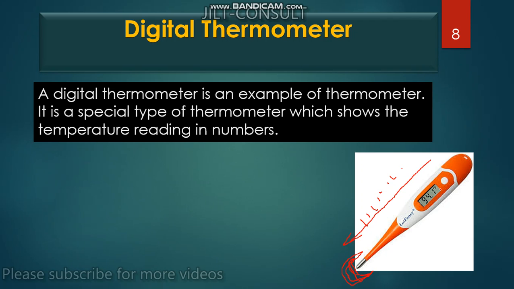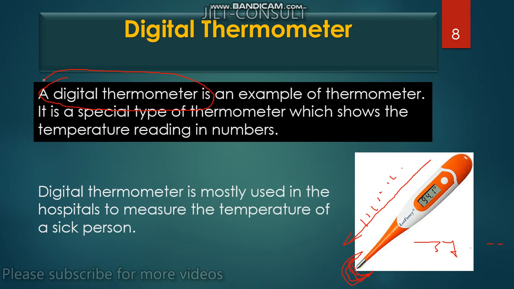And who knows the actual temperature of a normal human being? Go and find out the actual temperature of a normal human being. Now, you have a digital thermometer here. This one is a digital thermometer. What do we use it for? Digital thermometer is mostly used in the hospital to measure the temperature of a sick person.